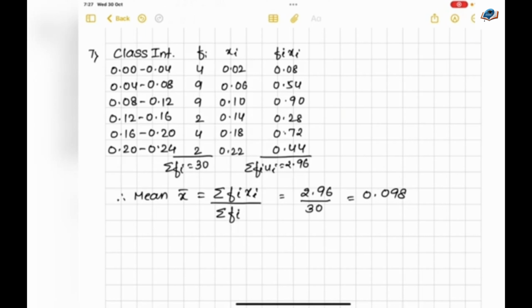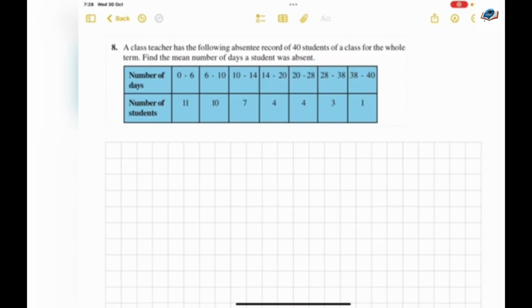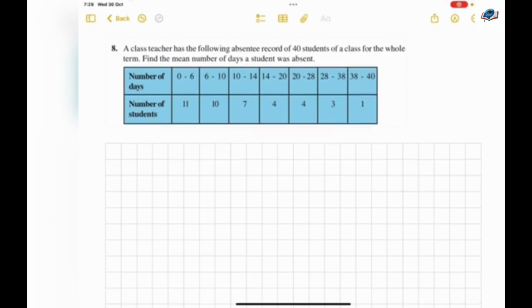Now, eighth one says a class teacher has the following absentee record of 40 students of a class for the whole term. Find the mean number of days a student was absent.